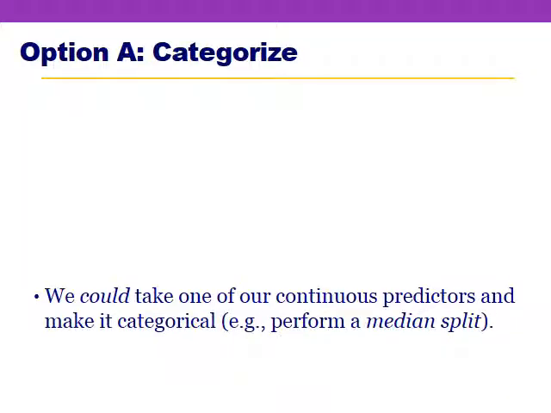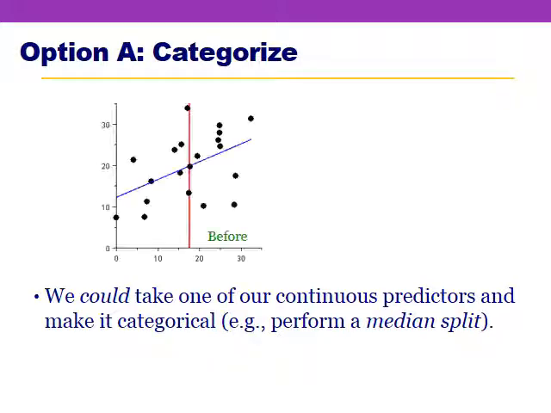One option, which is a bad option, and I'll explain why in just a second, is that we could take that continuous variable and make it categorical. So for example, we could take stress level and we could dichotomize it and take it from a continuous variable and somehow categorize people into being either low stress or high stress. And the way that people sometimes do that is by performing what's called a median split. So what they'll do is they'll take the median of their sample. Let's say the median stress score is 18, right?